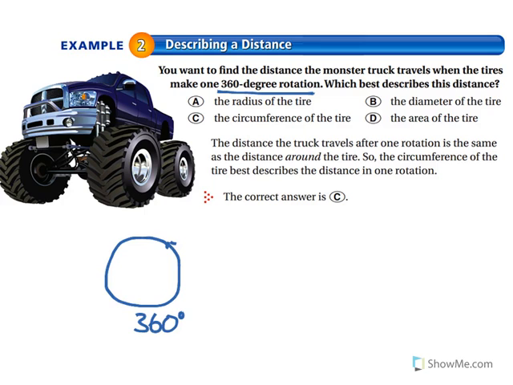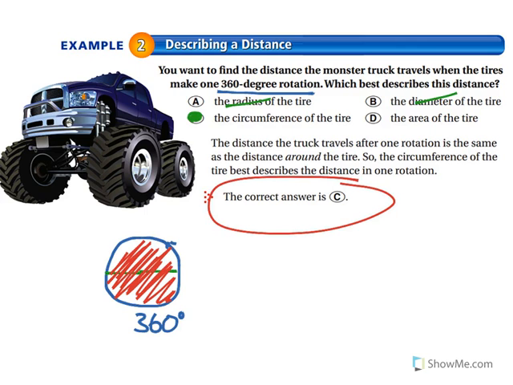Is it the radius of the tire? So does this make you think of radius? I would say no. Is it the diameter of the circle? Again, no. Is it the circumference of the circle? Circumference goes all the way around the circle. It's the perimeter of a circle. I would say yes. And just to round it out to make sure we didn't make a mistake, area would be, is it referring to what's inside the circle? And no, it's talking about if we did a rotation of 360 degrees. So the correct answer is C.